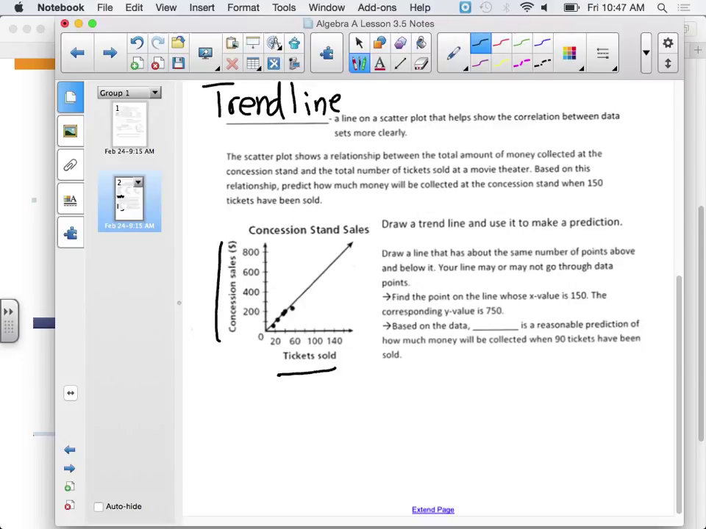Okay, so after that, it says draw a trend line and use it to make a prediction. We've already done that for you, which is great. So the next part says predict how much money will be collected at the concession stand when 150 tickets have been sold. So what would we do to first start finding that?